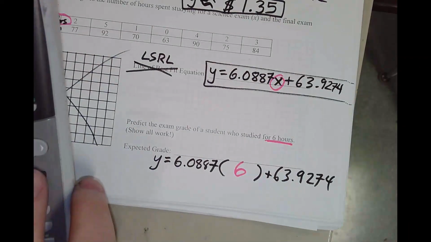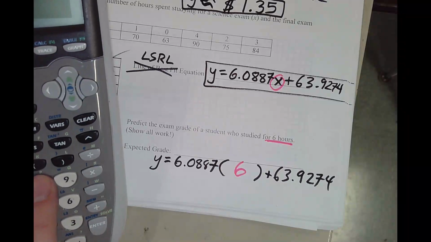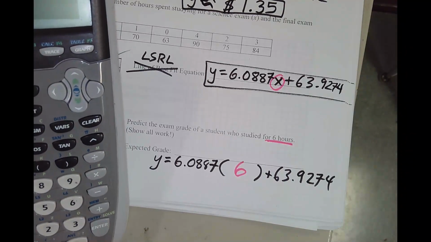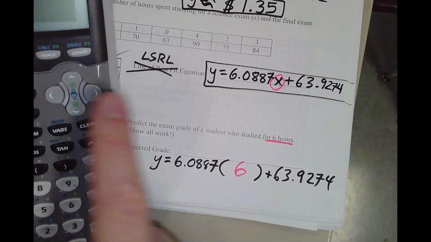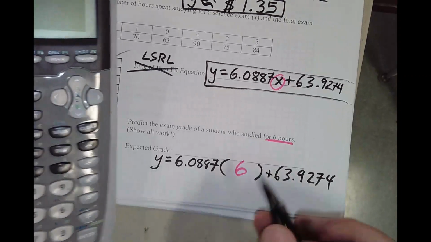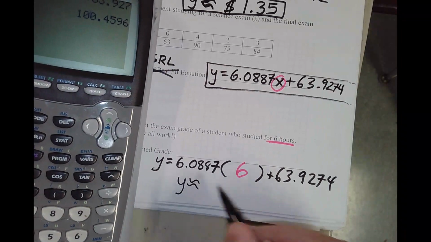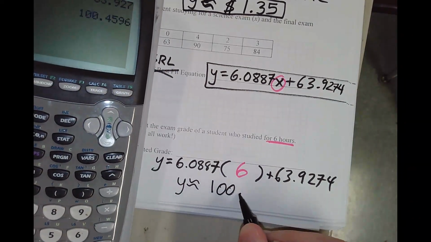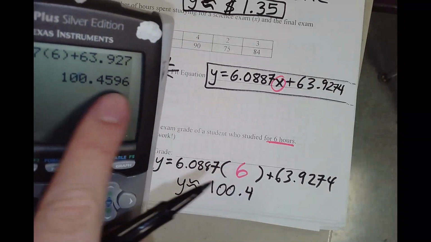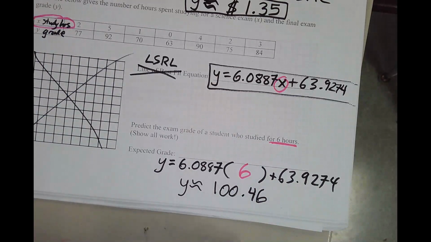And let's see what numbers we come up with. So in our calculator, 6.0887 times 6 plus 63.992, no, not 97, 9274. All right, and look what it says. The prediction is approximately 100.459. We're going to round this to 2 decimal places. 100.46. And I guess this could be percent.